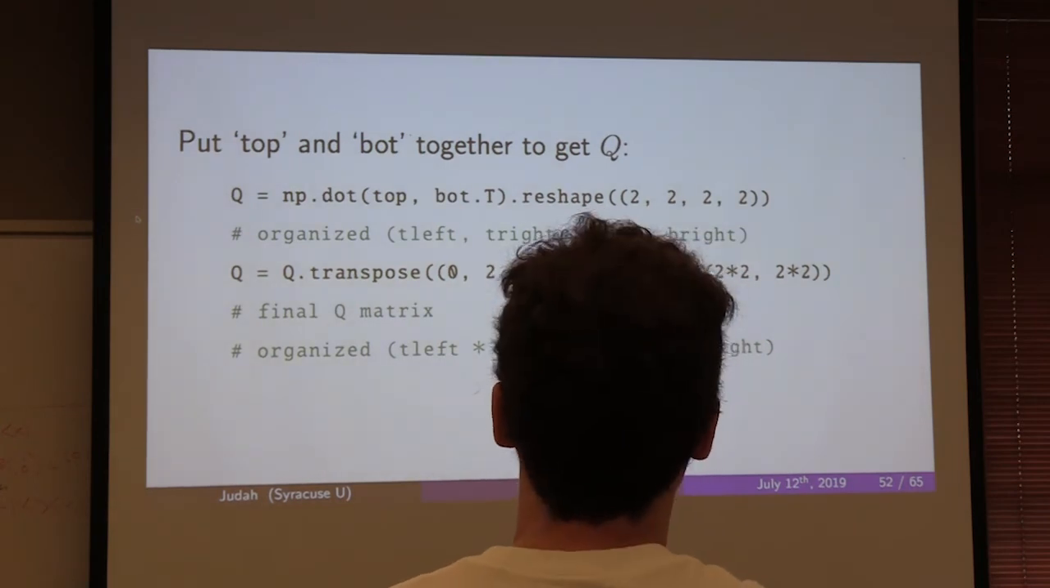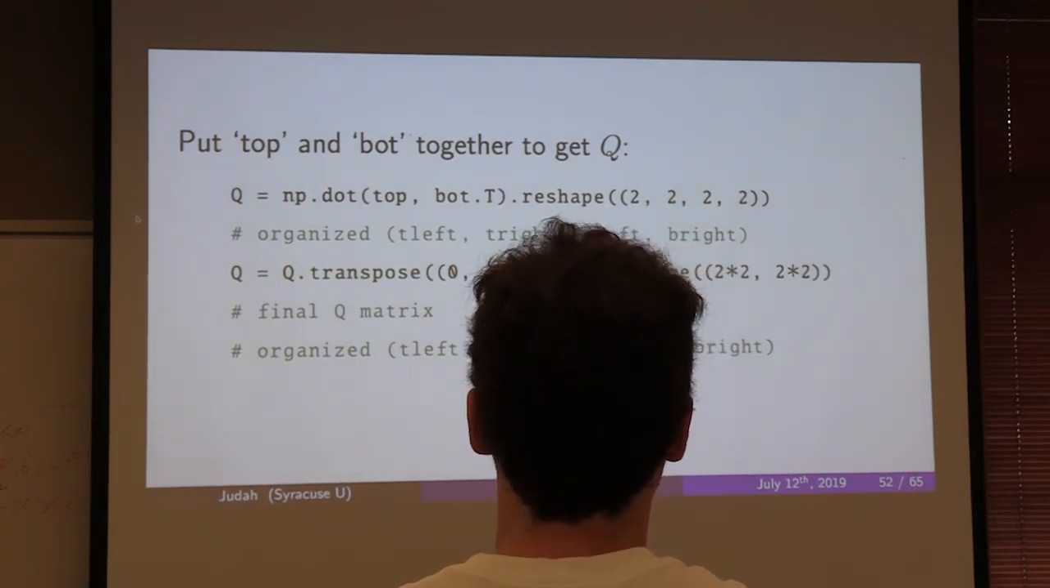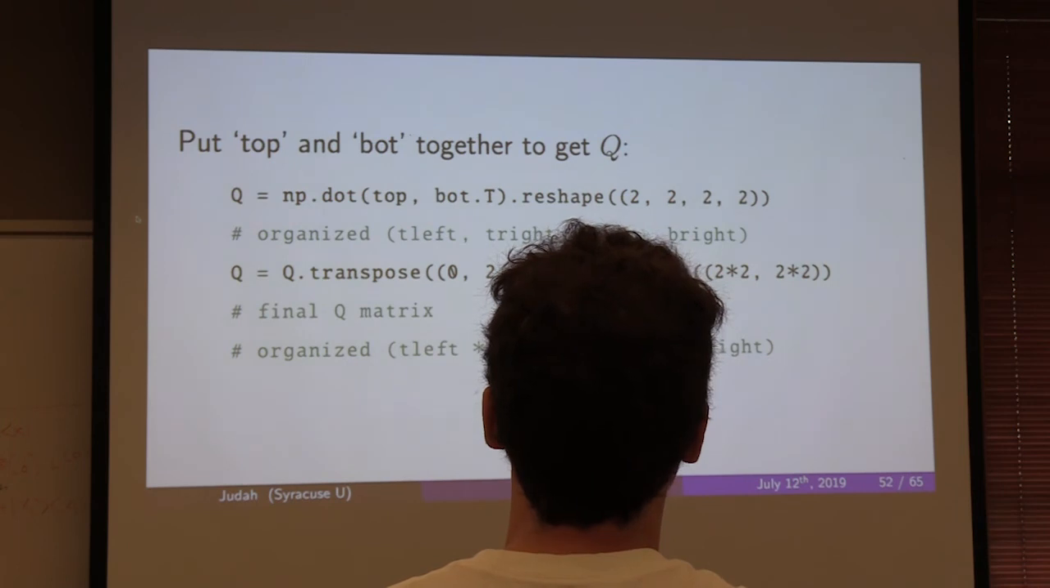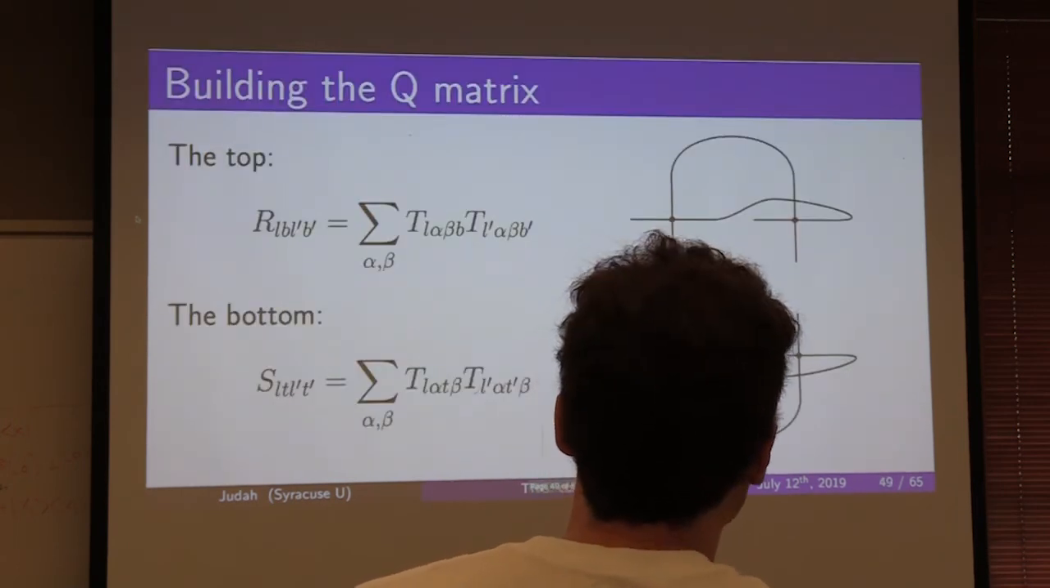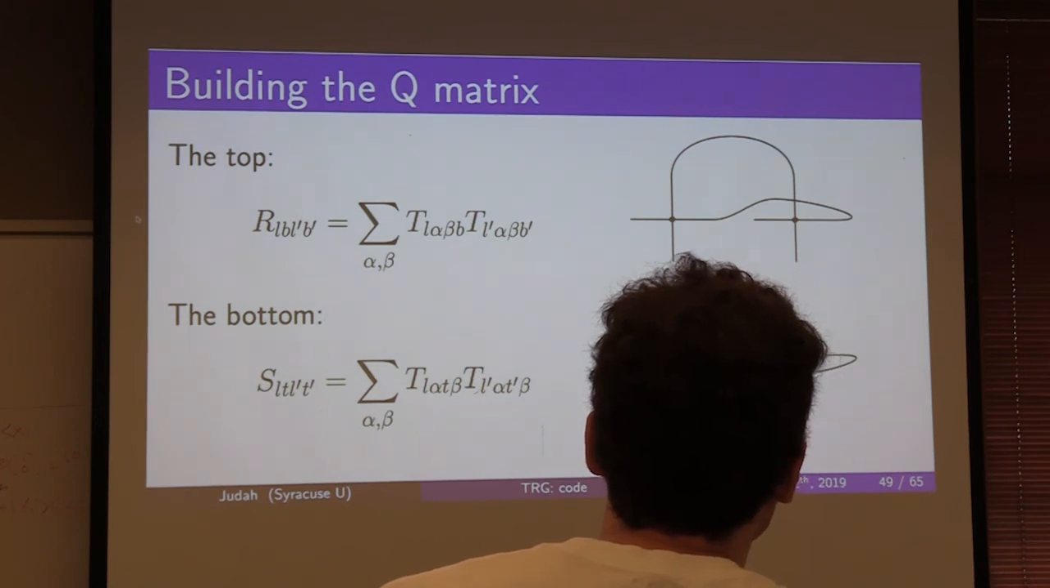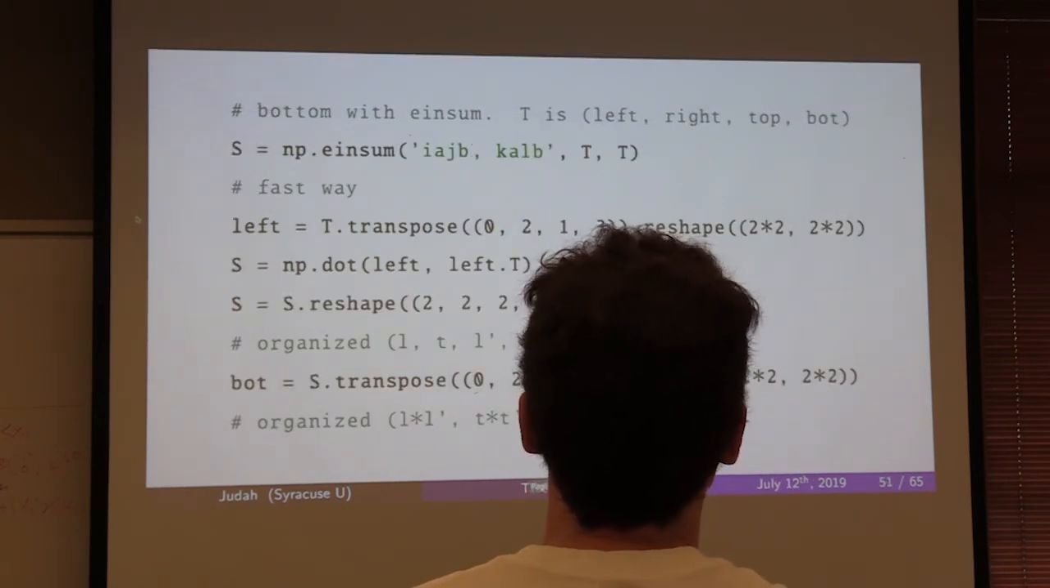You matrix multiply top and bottom to get Q, and then you can reopen up Q if you want to. So that's like fusing these two together at this point. Maybe I don't have a picture for that.